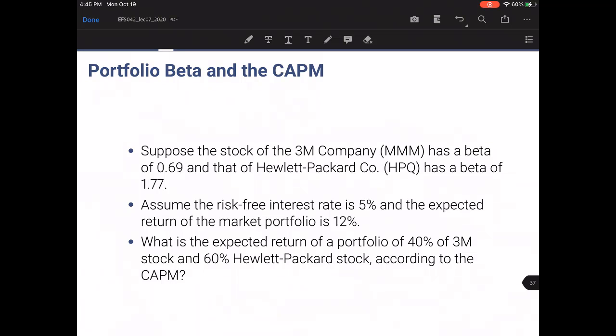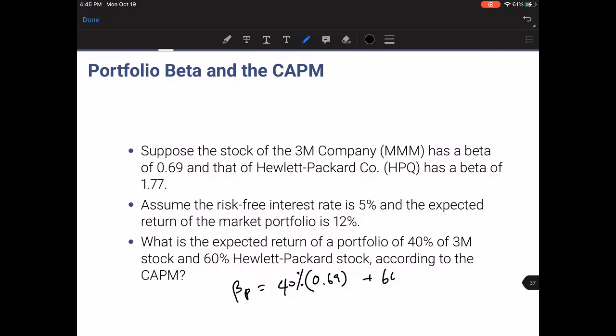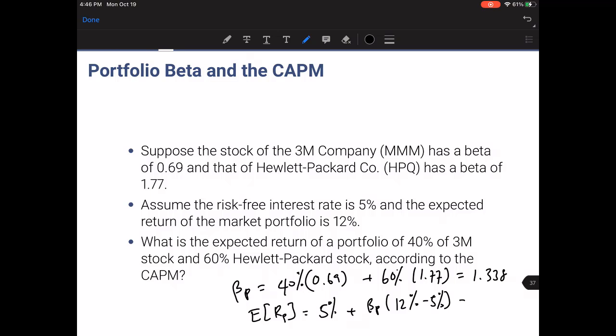So as stated in the previous slide, we can just simply take a weighted average. That is 40% times 0.69 plus 60% times 1.77, which is equal to 1.338. And then we can just apply CAPM, equal to 5% plus beta P times the market excess returns, which is equal to 14%.